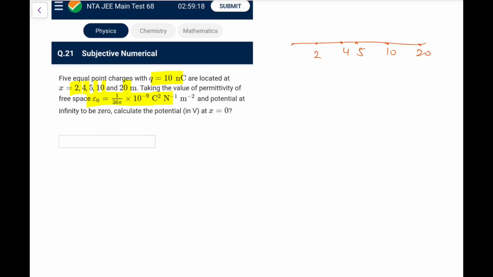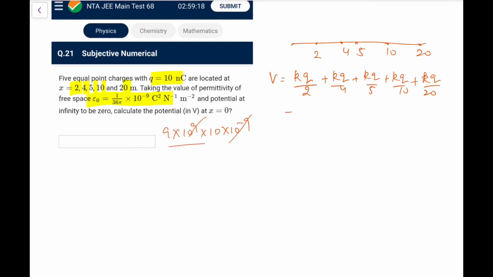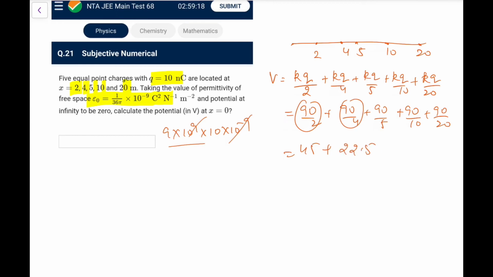So what would be the potential at origin? Due to the first one it is kq by 2, second one is kq by 4, kq by 5, kq by 10, kq by 20. Let me solve it. First of all, what is the value of kq? kq is 9 into 10 to the power 9 into 10 into 10 to the power minus 9, so it comes out as 90. So it is 90 by 2, 90 by 4, 90 by 5, 90 by 10, 90 by 20. You are smart enough. This is 45, this is 22.5, this is 18, this is 9, this is 4.5.